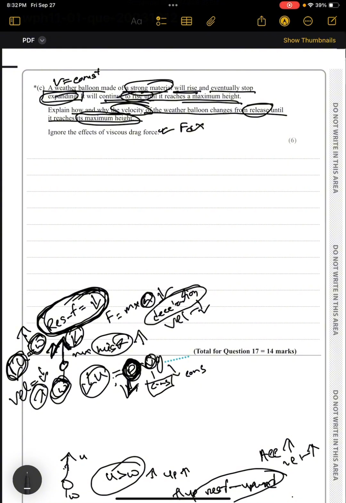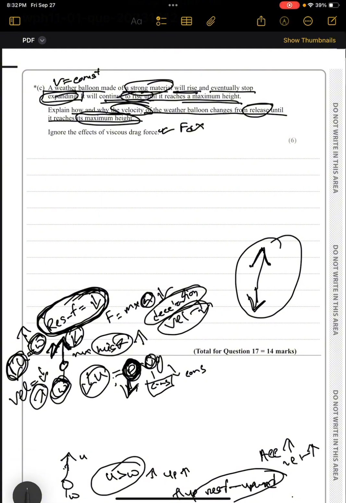As the resultant force is downward, the ball will decelerate, because the ball is moving upward, but the resultant force is downward. So the ball will start to decelerate and the velocity will also decrease. So let's go and write it down in our own words.